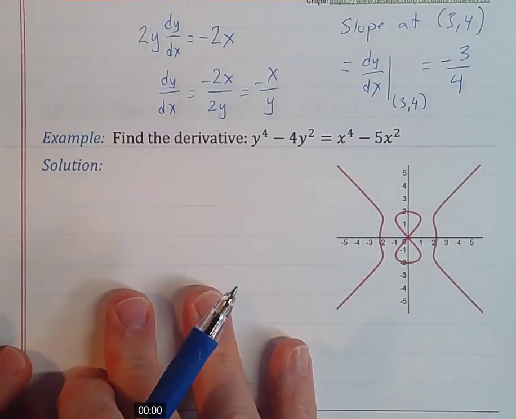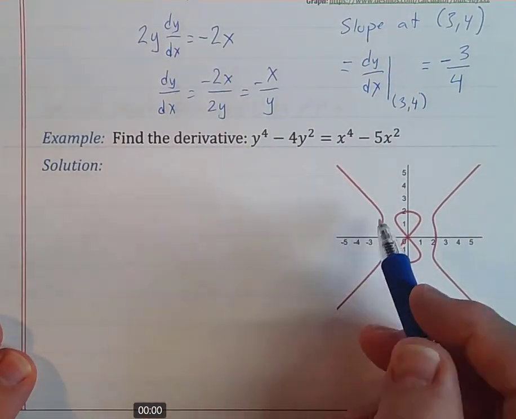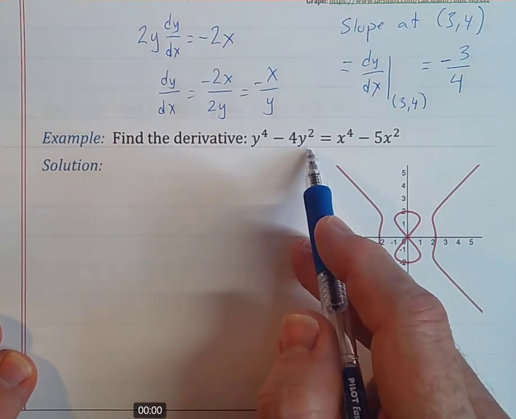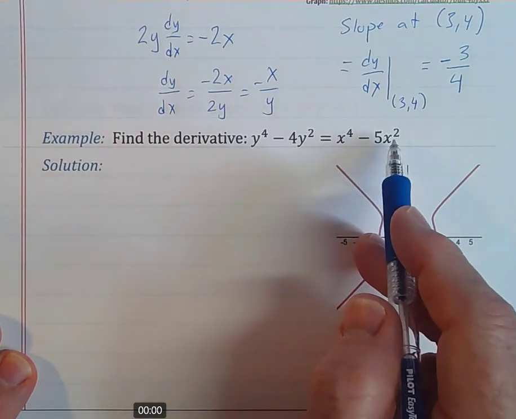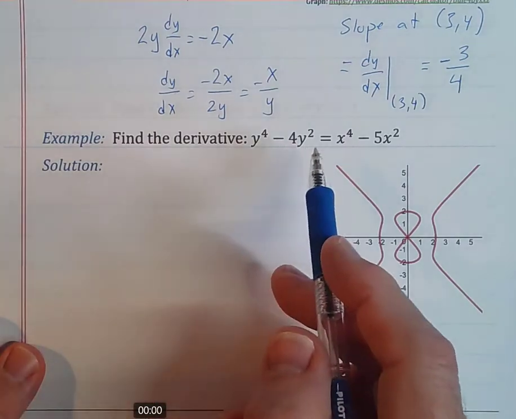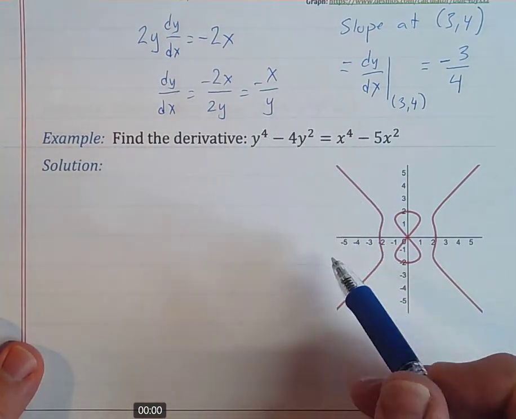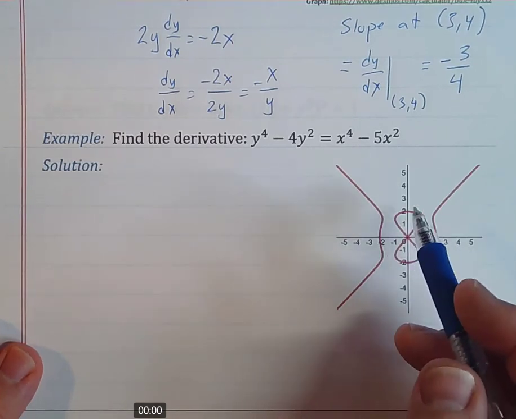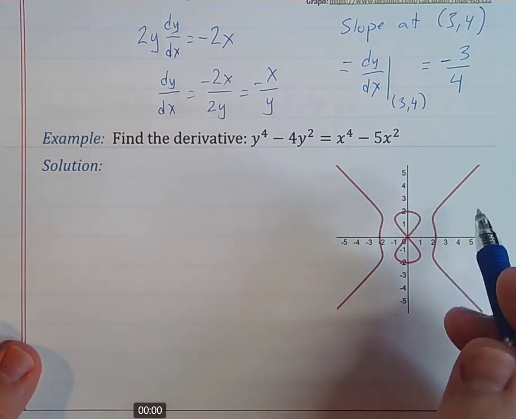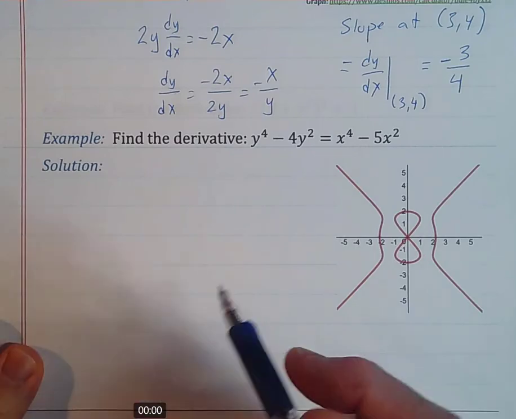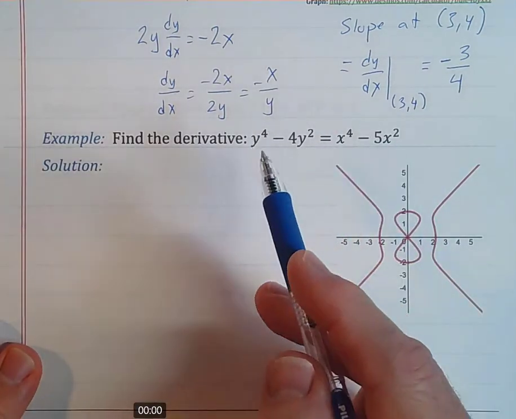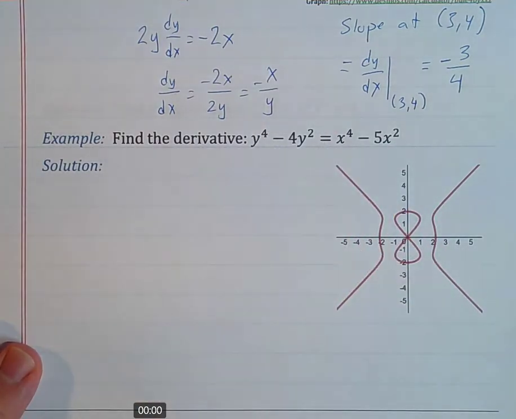All right, I want to find the derivative of y to the 4th minus 4y squared equals x to the 4th minus 5x squared. I see I've got an implicit function. I can see from the graph that this is obviously not a function in the traditional sense. It wouldn't pass the vertical line test. So when I find the derivative here, I'm going to want to find dy/dx.